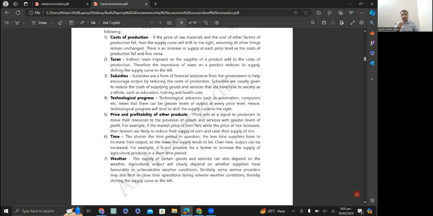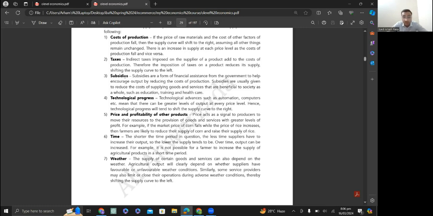Cost of production, as I already mentioned earlier. So when the cost of production falls, the supply will rise. Taxes. Now let's come towards the taxes. When there is an increase in the indirect taxes, this will increase the cost of the firms and decrease their profitability. So an increase in taxes will lead to a decrease in the supply curve. So it will be a leftward shift in the supply curve.